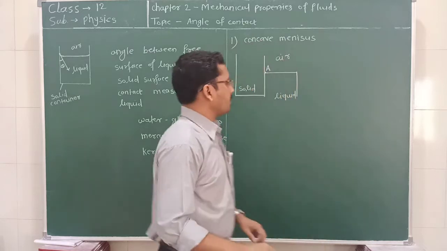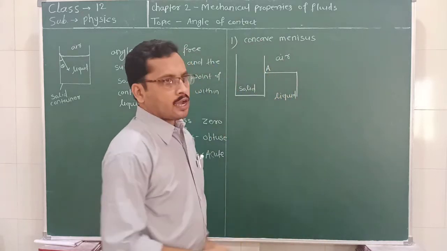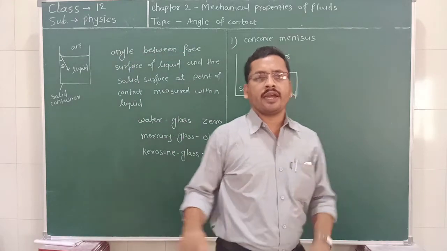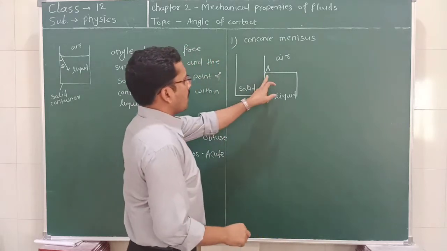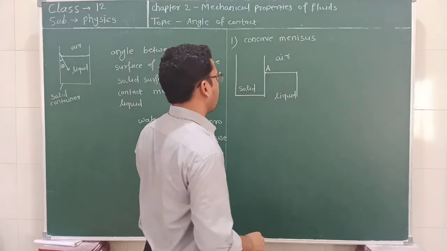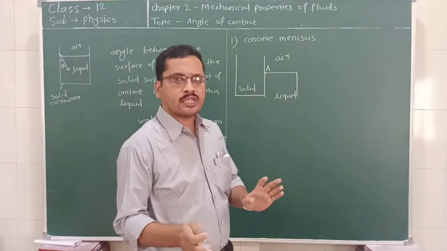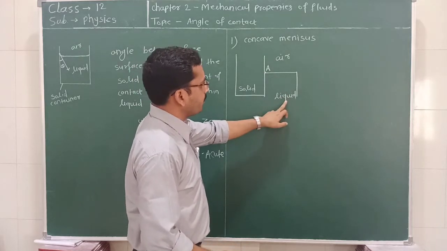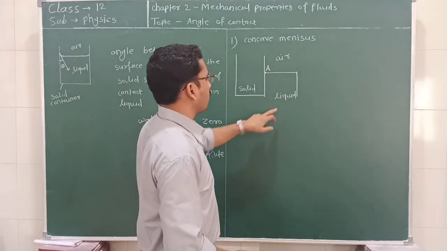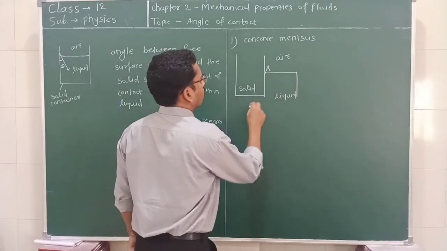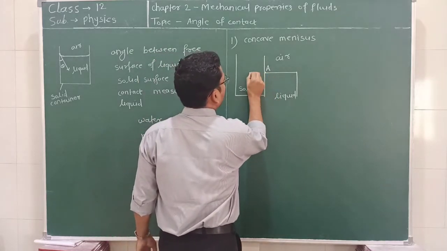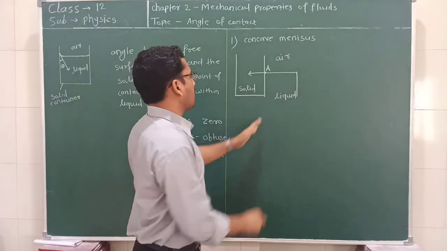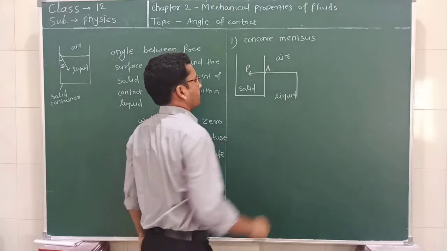On the molecule A, different forces are acting. Which are the forces? The forces acting on this are cohesive force and adhesive force. Suppose an adhesive force is acting on the molecule A. The adhesive force means the force of attraction between the molecules of different substances. This A is the molecule of liquid, for example water, and this is solid. So we can say that this adhesive force is directed perpendicular to this solid surface and we denote it by AP.